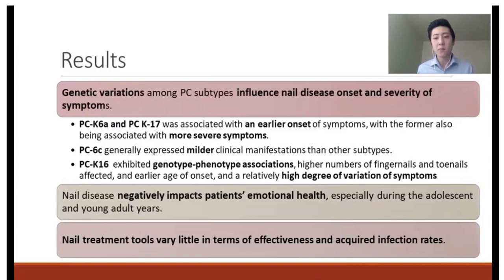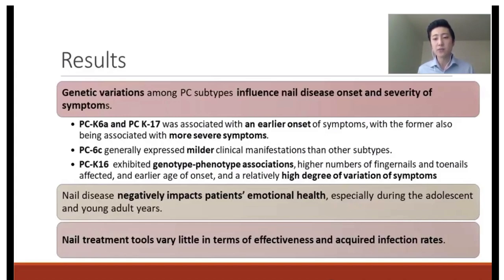We also made novel observations on PC subtype differences. PC K17 and K6A appear to have an earlier onset of nail disease within the first year of life. PC K16 and K6B have the largest range of nail symptoms. And we also quantitatively confirmed that PC has a negative psychological and overall quality of life impact on patients, peaking in early adolescent years.